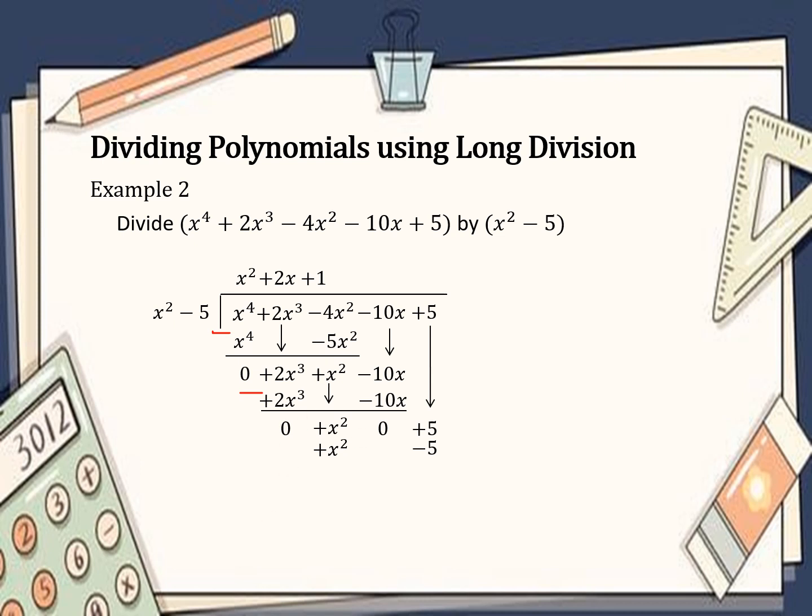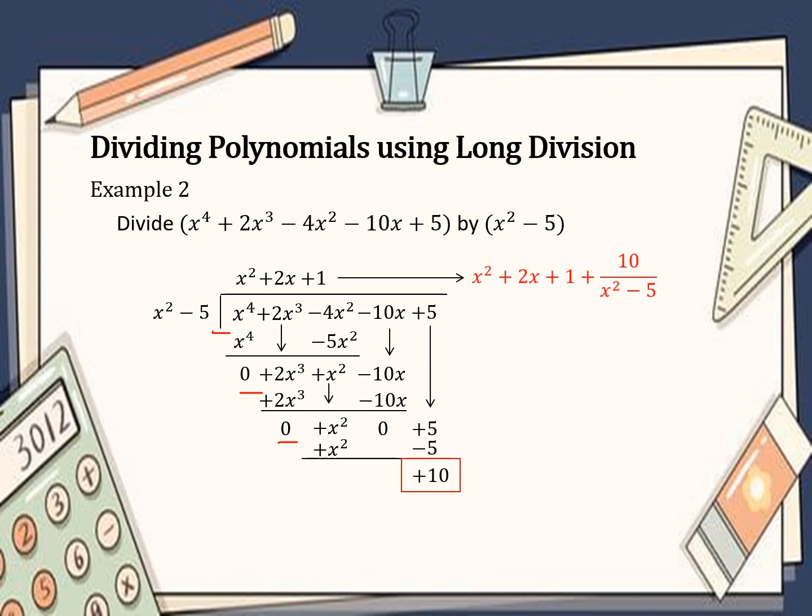Then after you multiply, you will subtract. So you will have x squared minus x squared is 0. And then 5 minus negative 5 is positive 10. So what does 10 stand for? So that is the remainder. So meaning when you divide the given dividend by the divisor, we will have a remainder of 10.